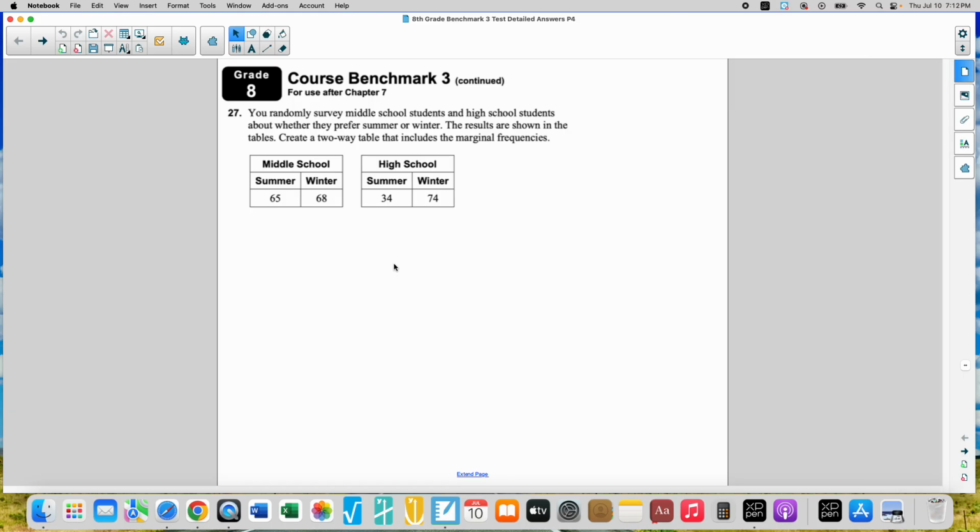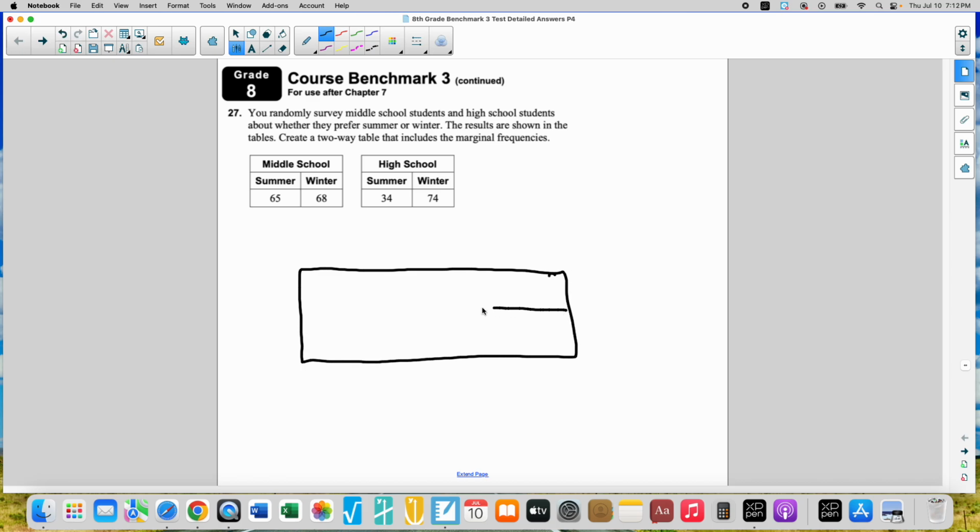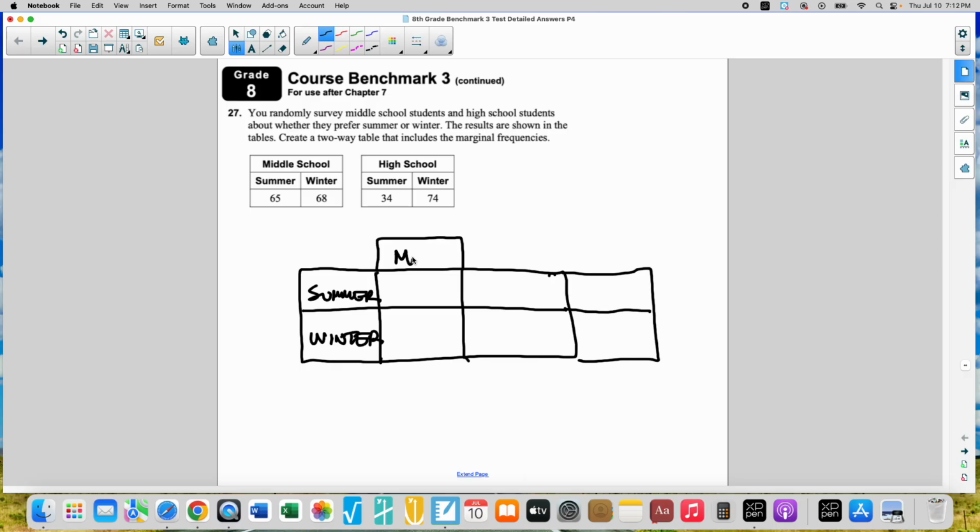So let's do it in this way. We'll break it down into this, and we'll say summer, winter. So those are the two categories. And then we're going to break it into technically 3 groups. So this is going to be middle school. This is going to be high school. And then this is going to be total.